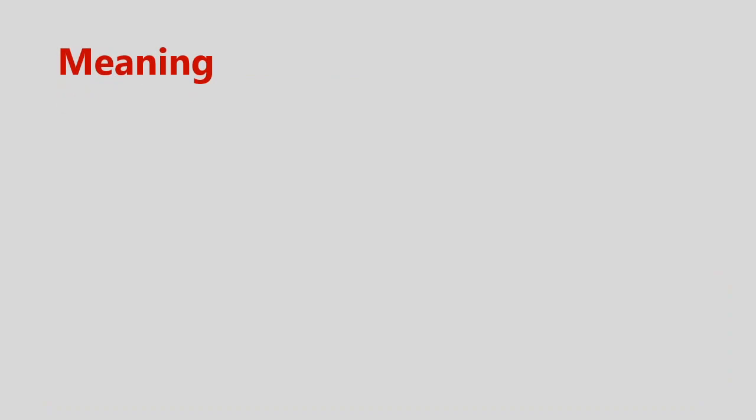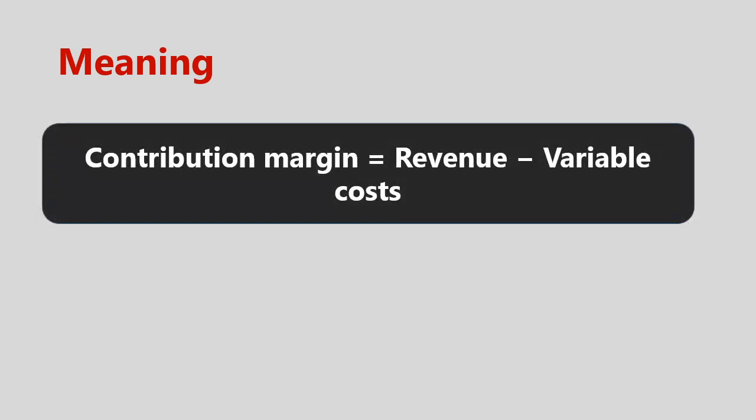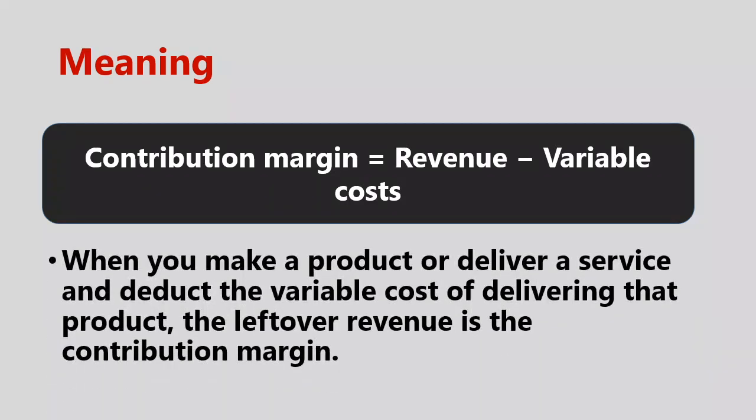Now let's see what is the meaning of contribution. If you know this formula, contribution margin is equal to revenue minus variable cost, we can clearly state the meaning of contribution. That is, when you make a product or deliver a service and deduct the variable cost of delivering that product, the leftover revenue is the contribution margin. So, whatever revenue you generate by producing a unit or by delivering a service, you should deduct the variable cost from that revenue. Finally, you will receive contribution margin.